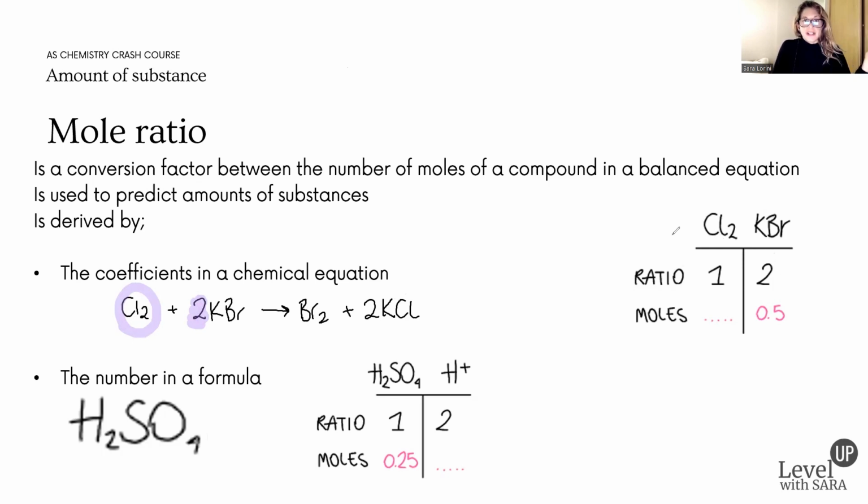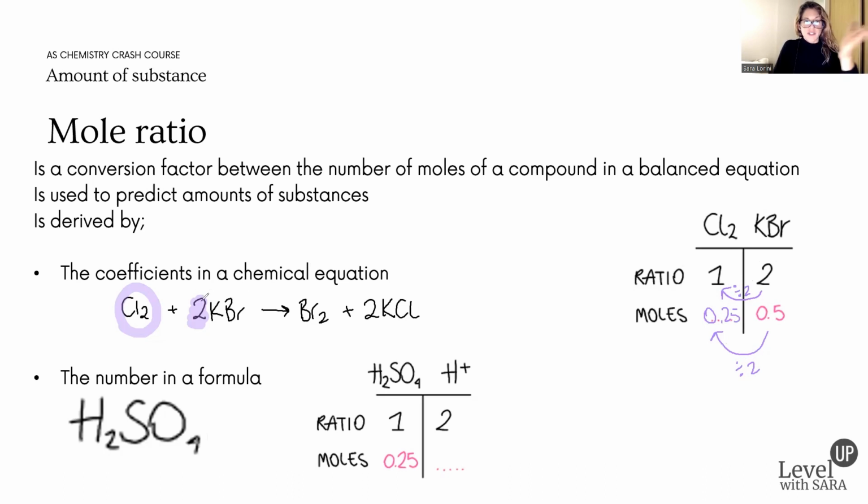So if we're given the mass and we find that we have 0.5 moles of KBr, we can find how many moles we have of the chlorine. It's a conversion factor, so we need to think, how do we turn these 2 into 1? Well, we divide it by 2. So the same change will apply for the actual number of moles that we have. So this would be 0.25.